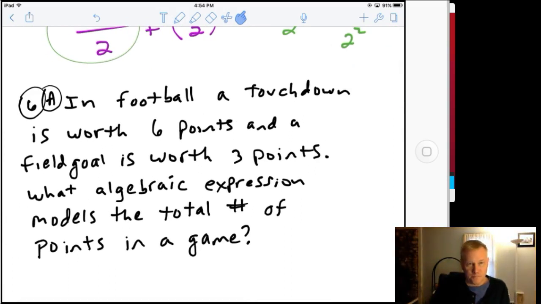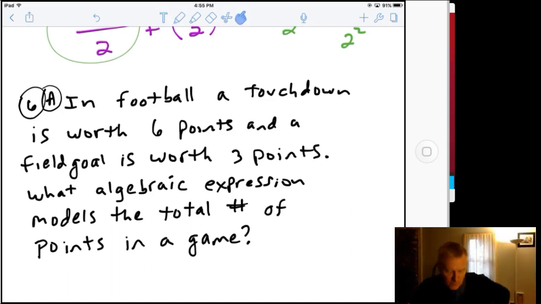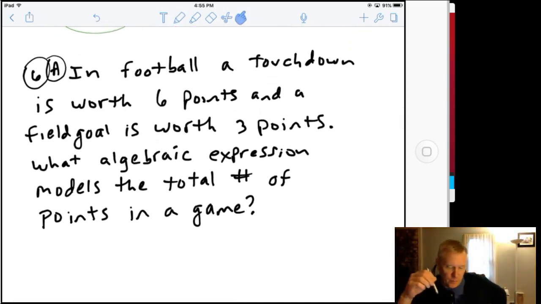All right, number 6. You got part A and B in this one. Football. In football, a touchdown is worth 6 points. A field goal is worth 3 points. And it doesn't say it, but extra points are worth 1 point. What algebraic expression models the total number of points in the game?